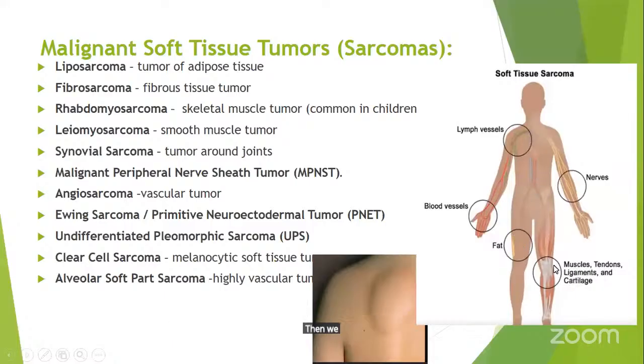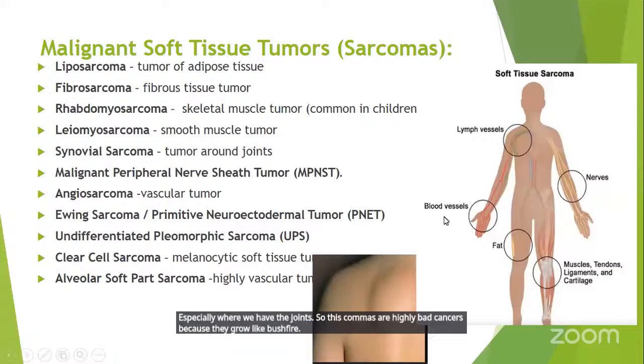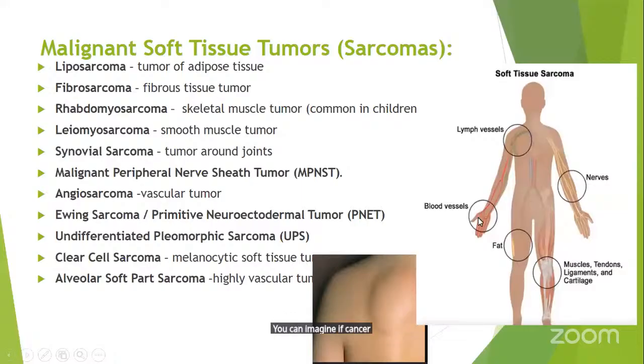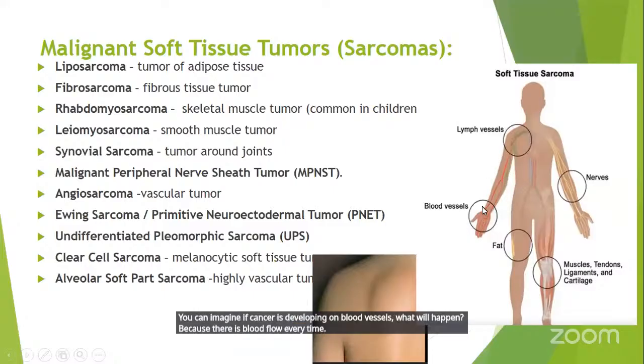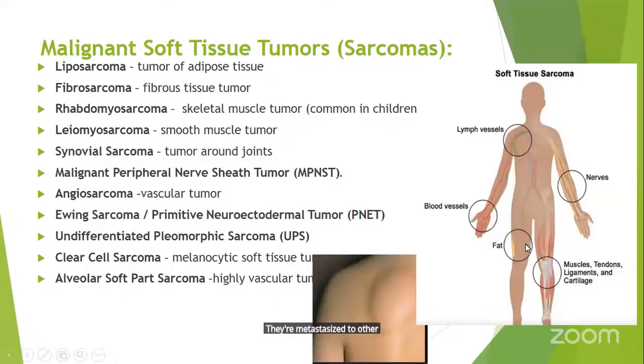Then we have common ones along the muscles, tendons, ligaments, and cartilage, especially where we have joints. So these sarcomas are highly bad cancers because they grow like bushfire. You can imagine if cancer is developing on blood vessels, what will happen? Because there is blood flow every time, they will metastasize to other parts of the body and the patient can present with any type of sarcoma. Then we have those that develop on the trunk, especially on the back.